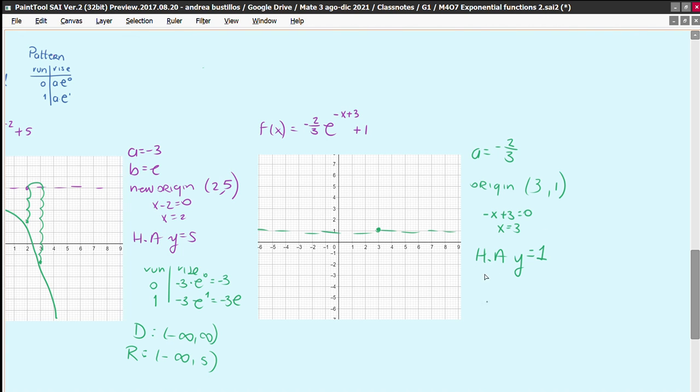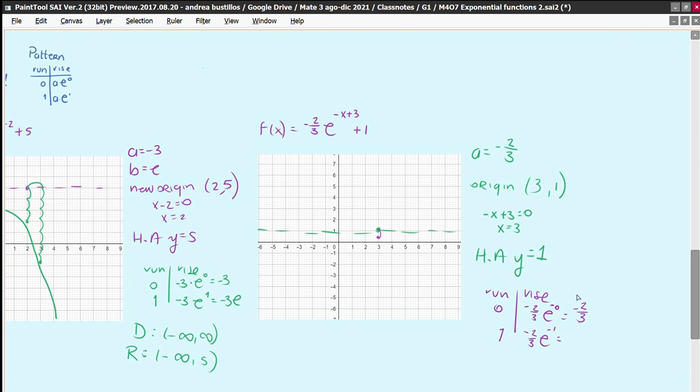And now to my run rise pattern. Remember, if you run 0, you're going to rise the leading coefficient times your base raised to the power of -0. Why minus? Because the coefficient of my exponent is negative. So this is -2/3 because e to the power of 0 is just 1. So if I run nothing, I'm going to rise -2/3. -2/3 is around here.